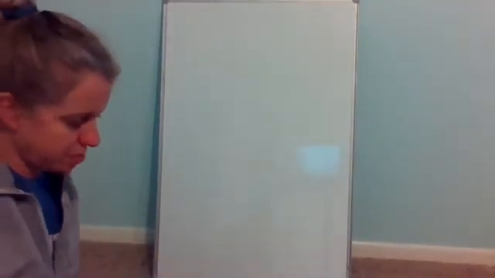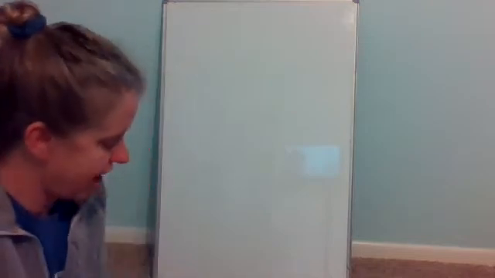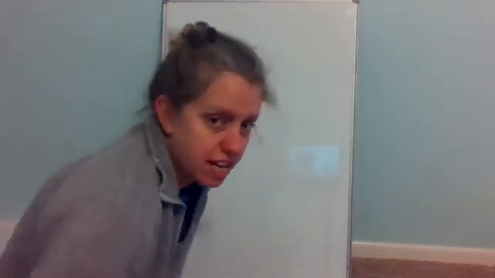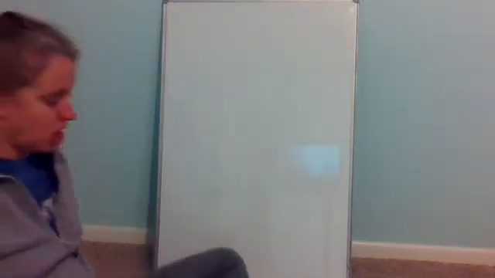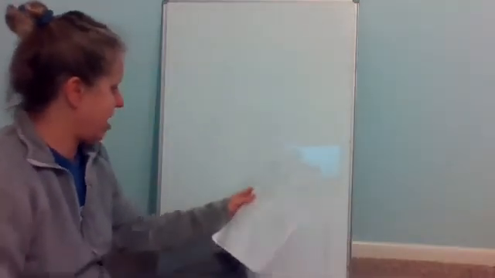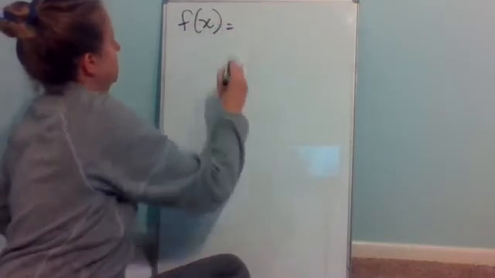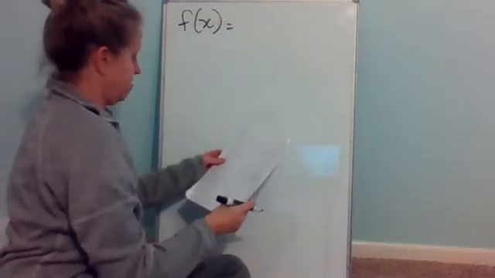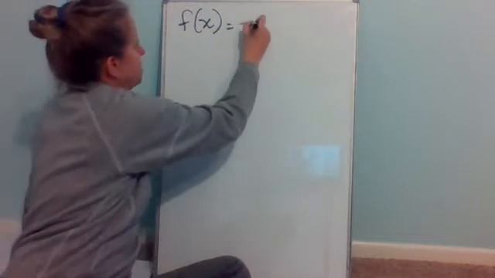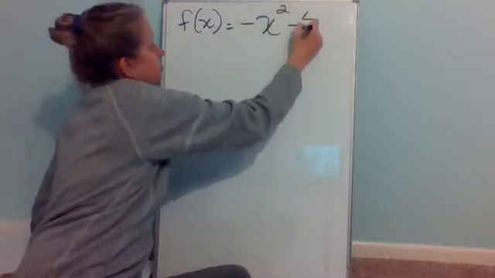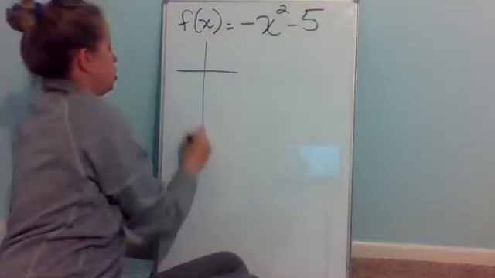Okay, moving on to number 7. This is another one where we're going to graph. It's going to give us a chart to fill out. We're going to fill out the missing numbers of the chart and then graph. So we have f of x equals -x² minus 5. And it gives us our chart.